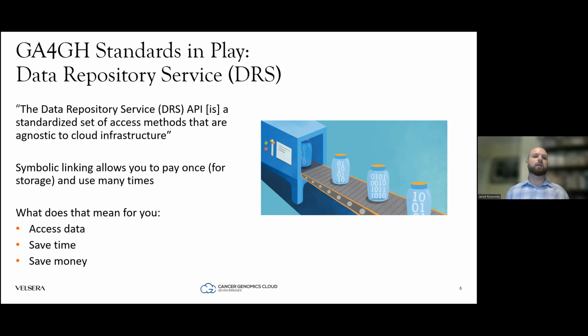And what that means is that the data gets stored once, and we as researchers, specifically using CGC or any of our platforms, can link to it. It means we don't have to pay storage. That data stays where it lives. The data owner pays storage, and we can use it. So as a researcher, that means that I can access the data, I can save time, and I can save money. And I think those are really important products of the DRS standard.